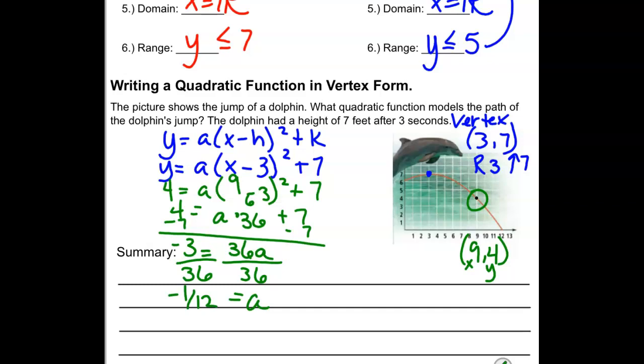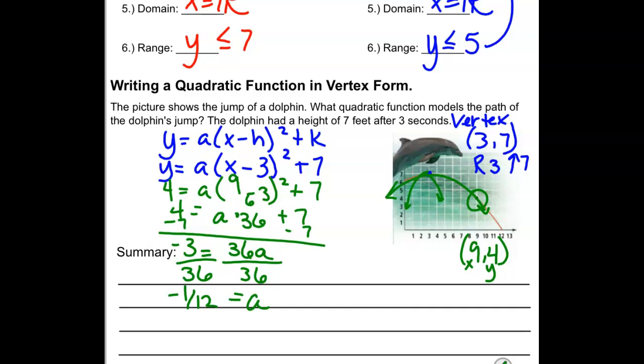We should be getting an A value that's negative because our parabola opens down. Okay, so that's logical. And then the 1/12, because it's less than 1, is going to cause a compression. We've flattened it out. And this definitely looks flatter than a standard parent function parabola.